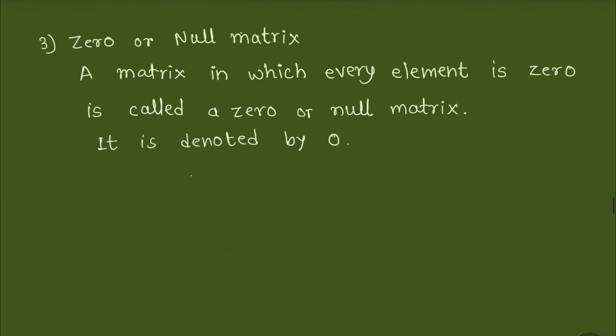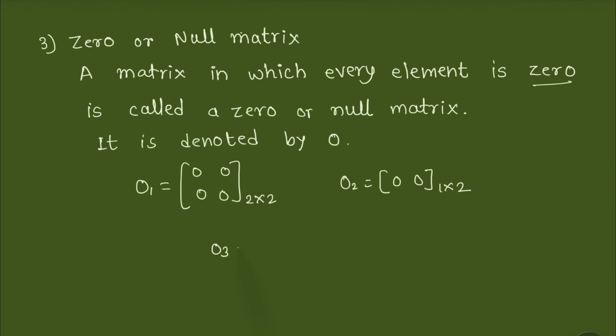Zero matrix or null matrix. A matrix in which every element is 0 is called a zero matrix or null matrix. It is denoted by O. Let O1 be 0, 0, 0, 0, the matrix with order 2 cross 2. Let's take O2 equal to 0, 0, a matrix with order 1 cross 2. Let's take O3 equal to 0, 0, 0, a matrix with order 3 cross 1.